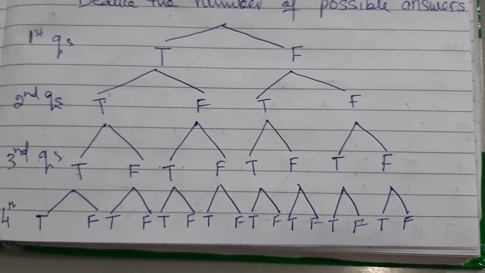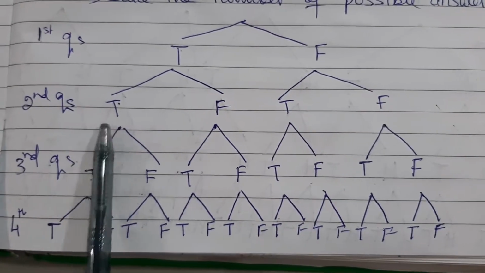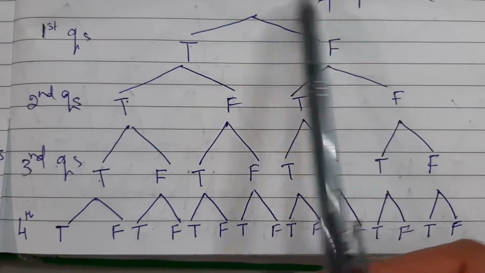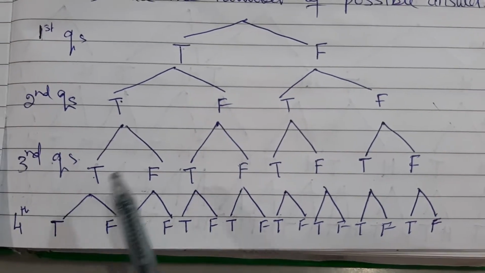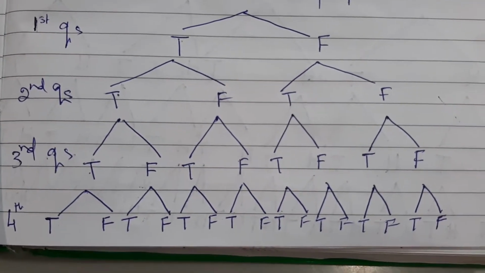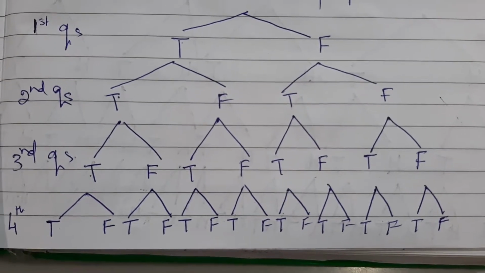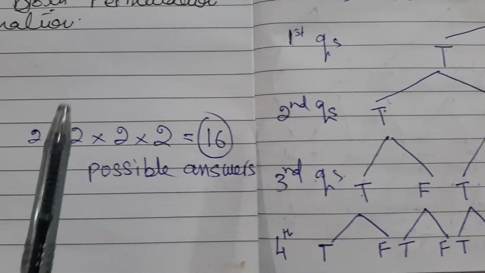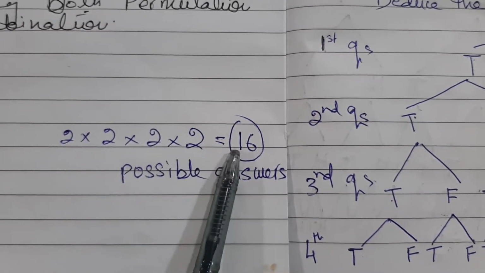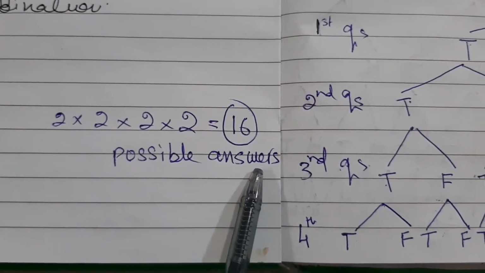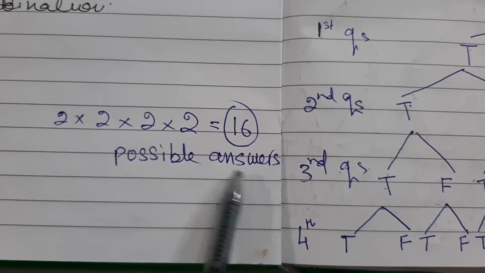So what is the way to figure it out? The best way is, first question has two options, second question has again two options, third question again. So there are 4 questions and each has two options. So it means you can do 2 into 2 into 2 into 2 is equal to 16. So this is the number of possible answers.